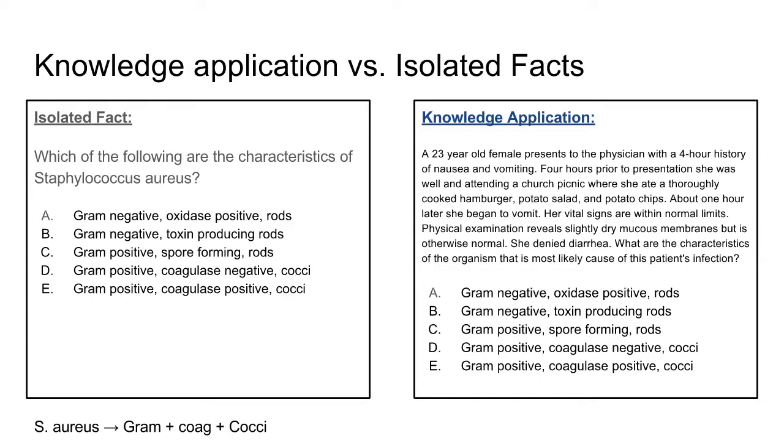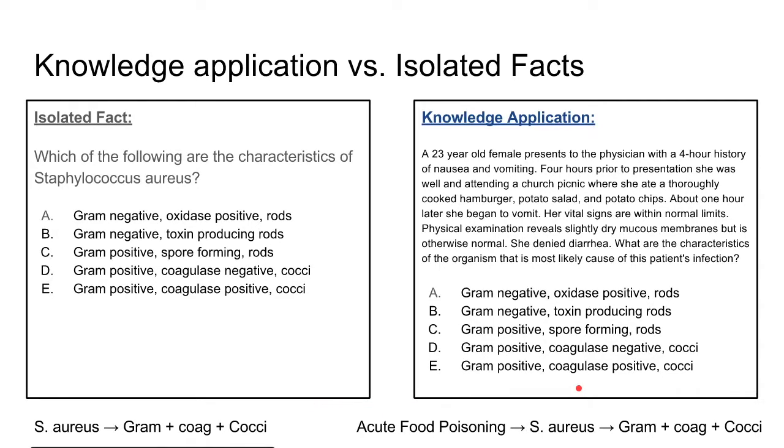So a 23-year-old female presents to the physician with 4-day history of nausea and vomiting. 4 hours prior to presentation, she was well and attending a church picnic where she ate a thoroughly cooked hamburger, potato salad, and potato chips. About 1 hour later, she began to vomit, and her vital signs were within normal limits. Physical exam reveals slightly dry mucous membranes, but is otherwise normal. She denies diarrhea. What are the characteristics of the organism that is most likely to cause this patient's infection?